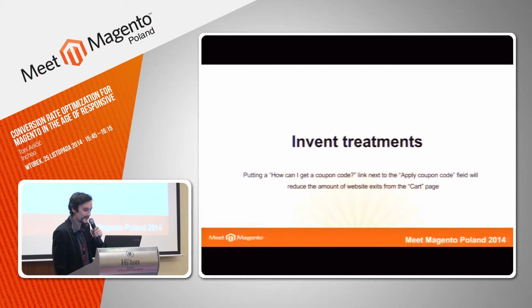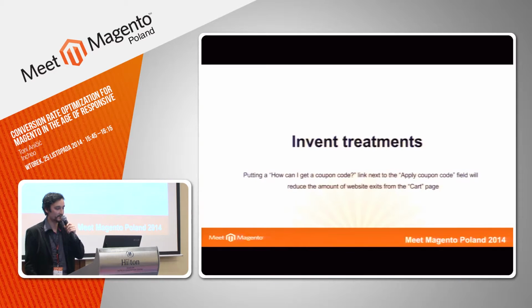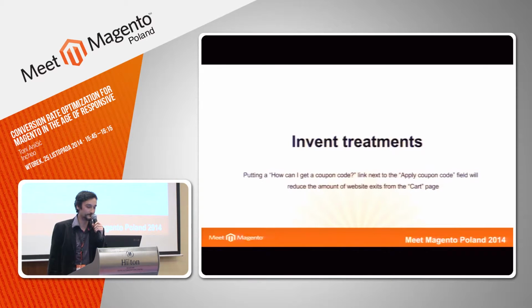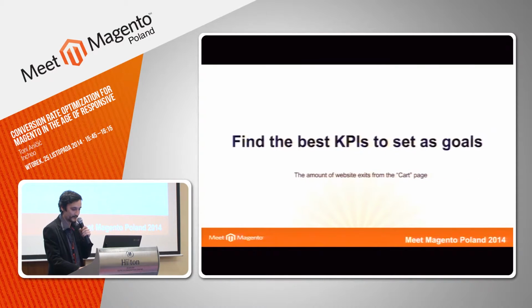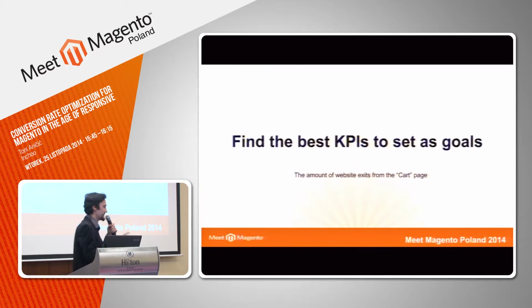The third step is inventing treatments. So one of the treatments could be putting a how can I get a coupon code link next to the apply coupon code field will reduce the amount of website exits from the cart page. In the next step, we find the best KPI, key performance indicator, to set as goal. That's the first thing I talked to you about.